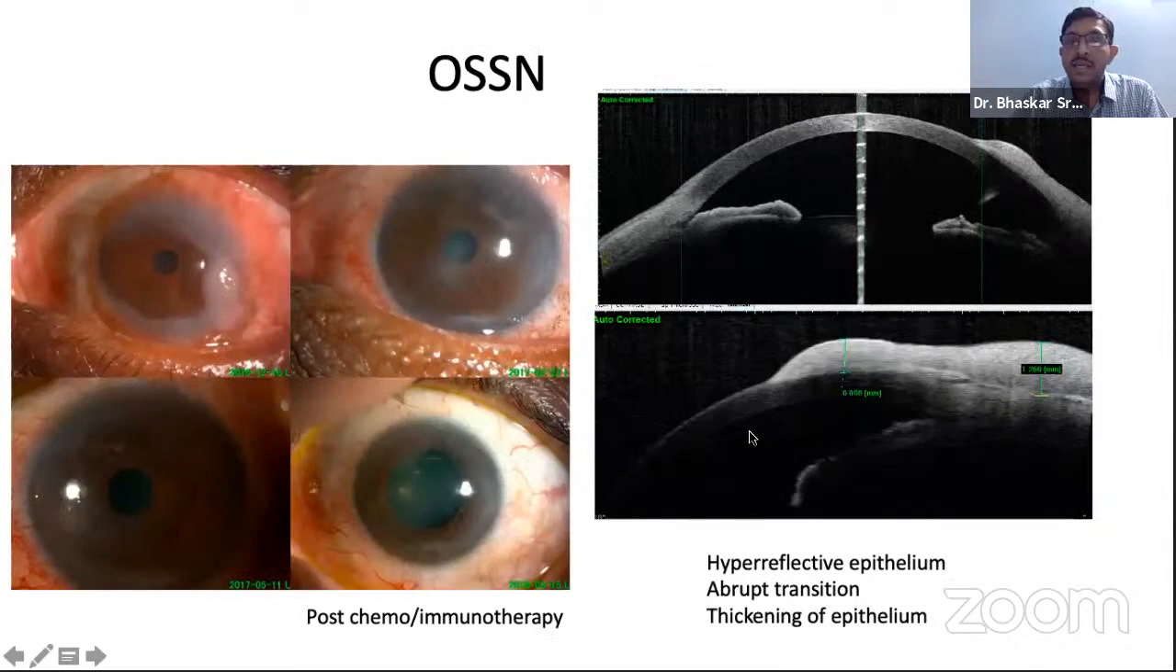Coming to the next lesion, if you look at the OCT picture here, and this is the clinical picture, you have a lesion which involves the cornea and the conjunctiva. This is a swept source OCT, which gives a resolution somewhere between 8 to 10 microns.